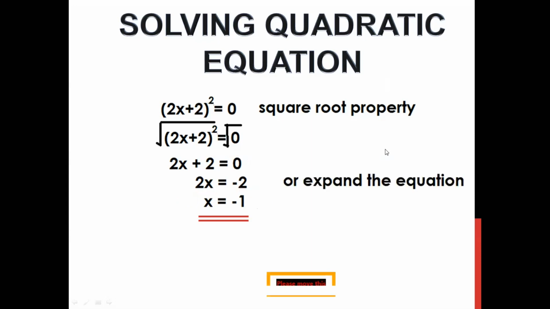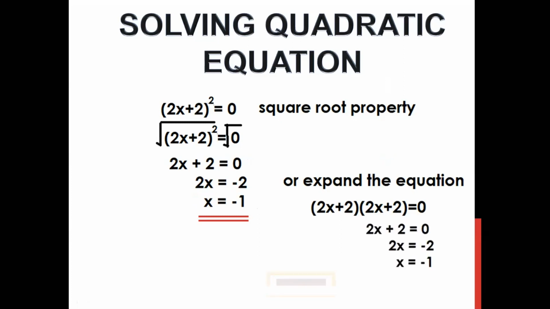Or expand the equation by rewriting it as the same 2x plus 2 times 2x plus 2. But we only need to pick one because it is the same. And the same answer: x is equal to negative 1.